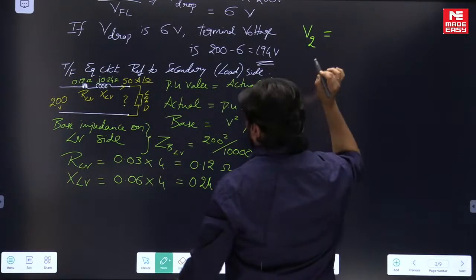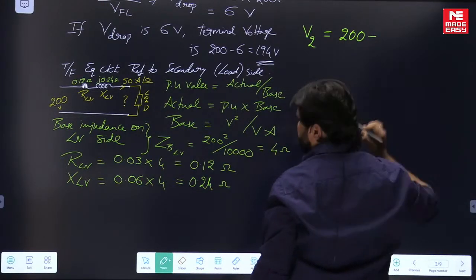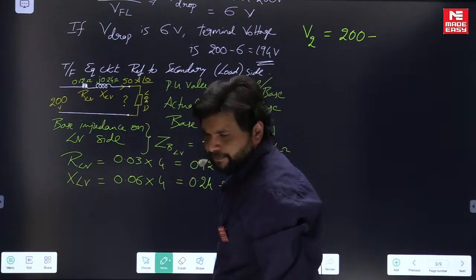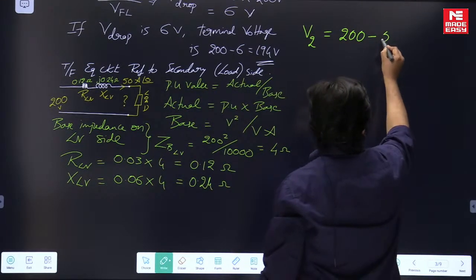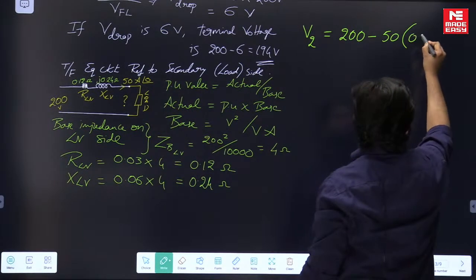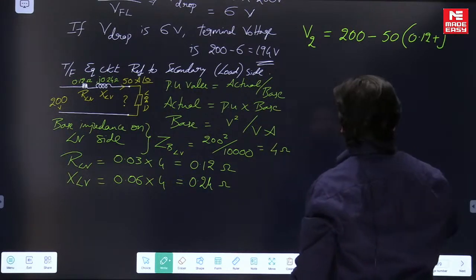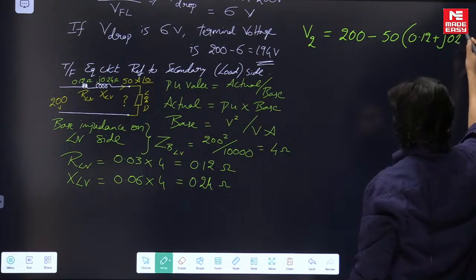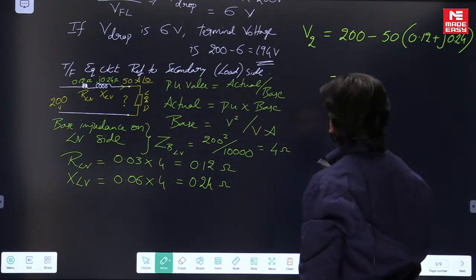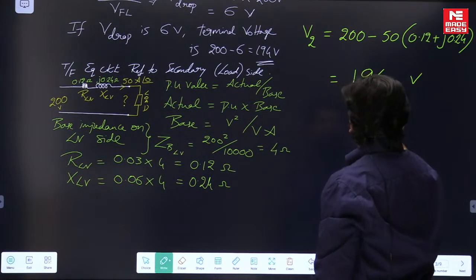V2 is equal to 200 minus the current given in the question, which is 50, into R 0.12 plus j 0.24. If you solve, you will get a magnitude of 194 point something volts.